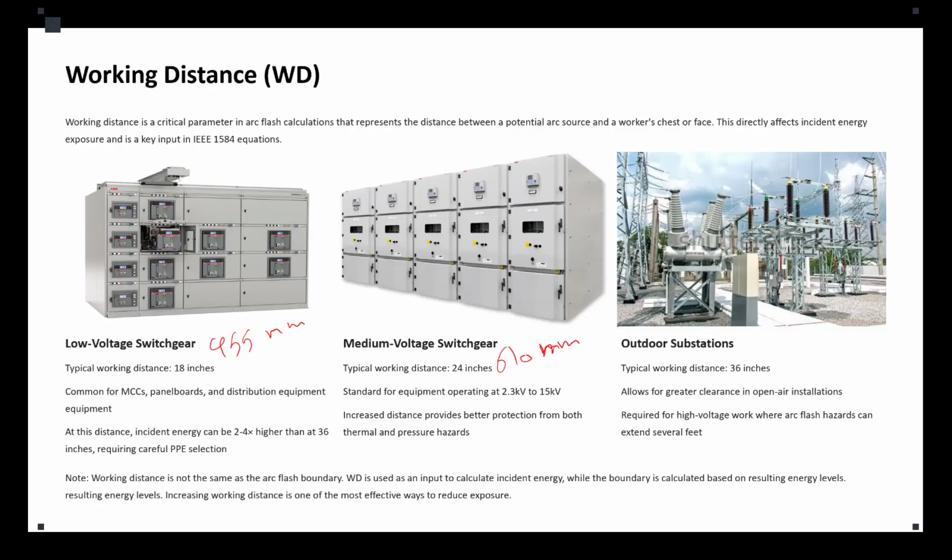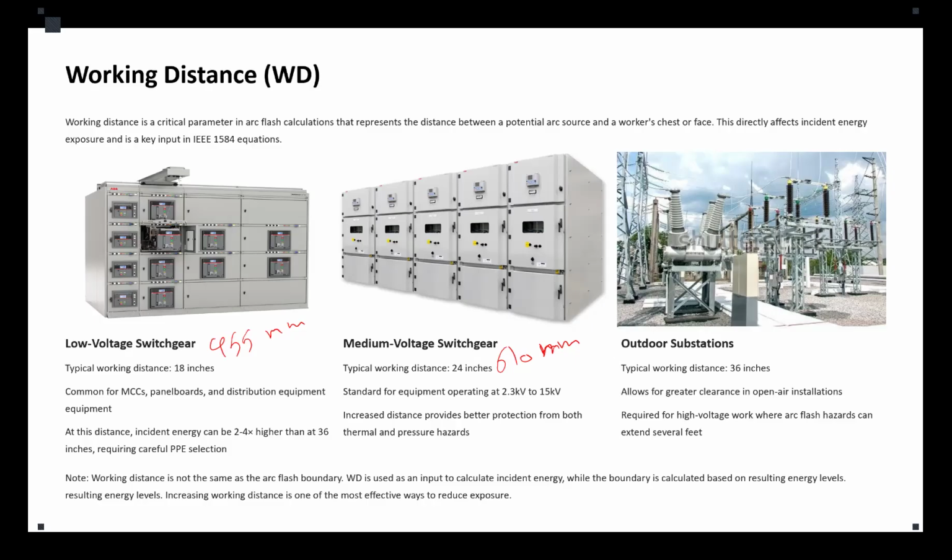But still, due to the higher arc energy and longer clearing time in medium voltage, the PPE category normally remains high even at 24 inches. That doesn't mean that because you have a 24 inch working distance, you can lower the safety criteria. You still have to calculate the IE and the AFB, and based on the IE, you choose the proper PPE category.